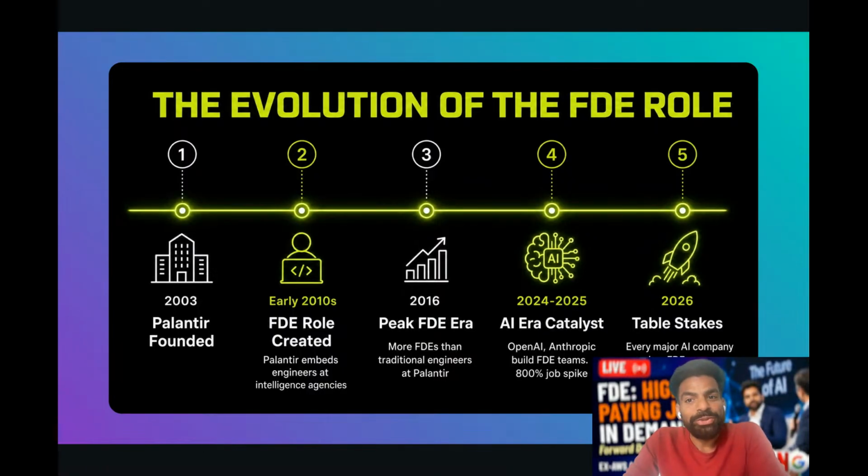Let's see the evolution of the FDE role. Palantir was founded in 2003. In 2010, their CEO created this FDE role, and this role peaked in 2016 because they understood the traditional engineering role is not enough for production. If we need real ROI, we need engineers to be accountable in production. All the immature models, all the AI models that we deploy, they break, right? We needed somebody there, and that's when FDE really spiked.